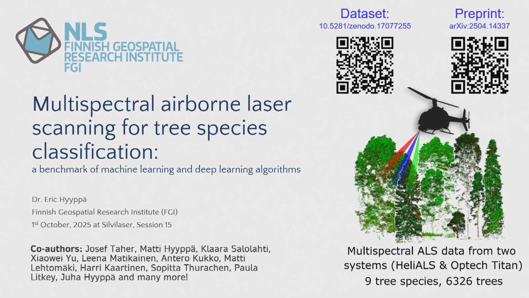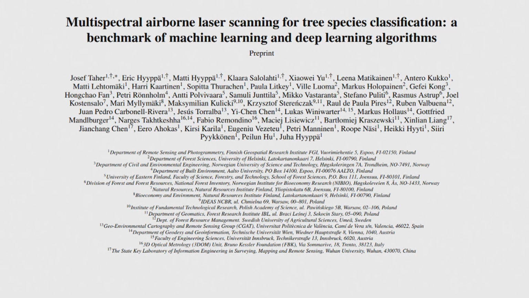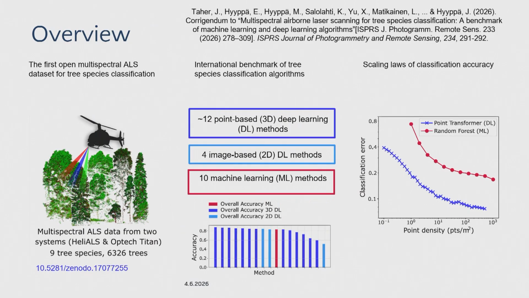We provided data to partners, asked them to process it, and then we saw how well everybody can get the tree species. It says preprint here, but it's already published this year in the ISPRS journal, so you can read it. There are some 45 authors. We got about 12 different point-based deep learning methods, 4 image-based deep learning methods, and roughly 10 machine learning methods. So we also compared deep learning and machine learning. Everybody assumed that deep learning should be better, but with a very small amount of training data, machine learning should win. That was basically the assumption.